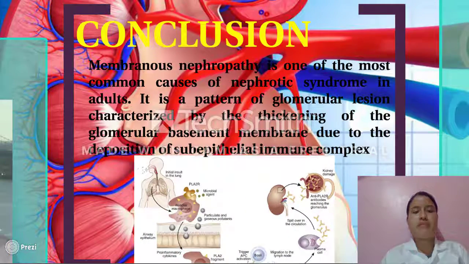Conclusion: membranous nephropathy is one of the most common causes of nephrotic syndrome in adults. It's a pattern of glomerular lesion characterized by the thickening of the glomerular basement membrane due to the deposition of subepithelial immune complex.